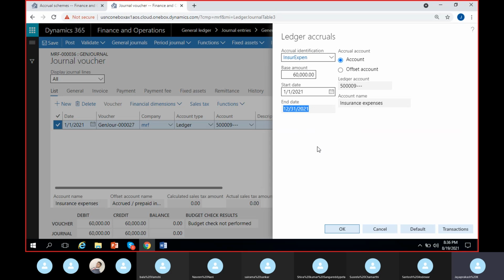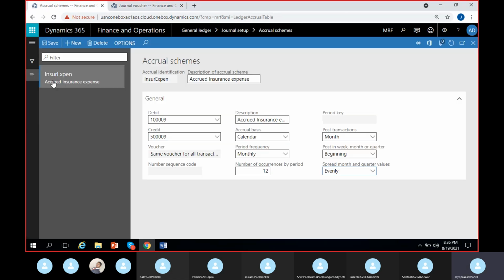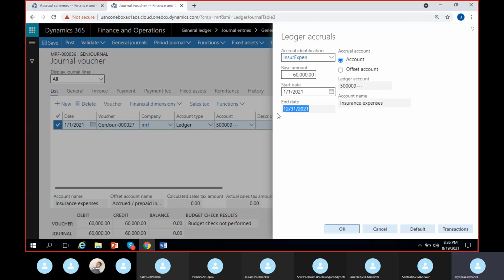How can I see it as 12/31/2021? Any idea? Anyone? We give periods as 12. Yeah, we gave months as 12 months, right? So because we gave it as 12 months, I can see the end date is 31st of December. So complete 12 months. Then here I can see account or offset account selection, but it will be the same actually. I'll show you how you can see it.